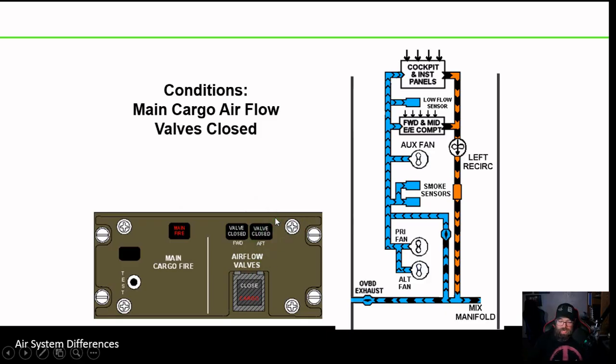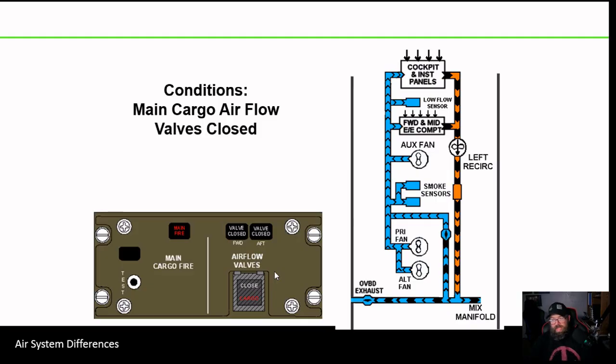So when I get a main deck cargo fire, I'm going to follow my QRH. In there, it's going to tell me to push this button for the airflow valves. I'm going to push that button, and it's going to say close. And then when it says closed, I'm going to get valve closed, valve closed. Simple enough.